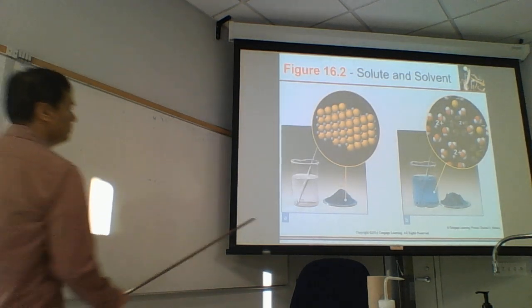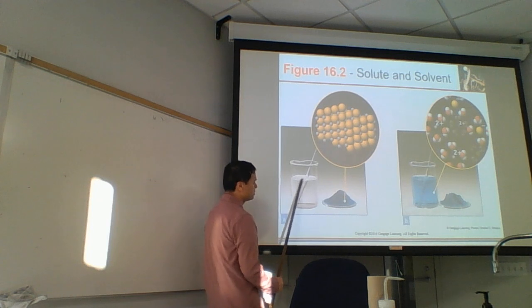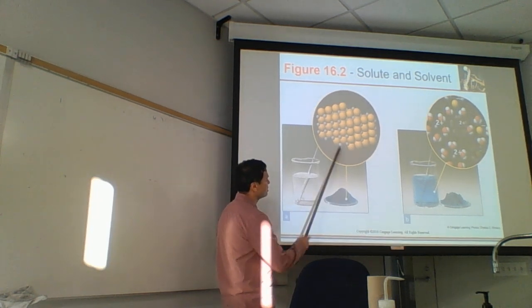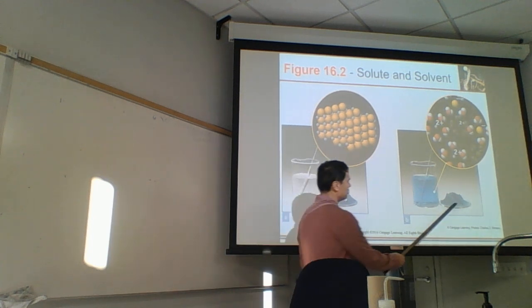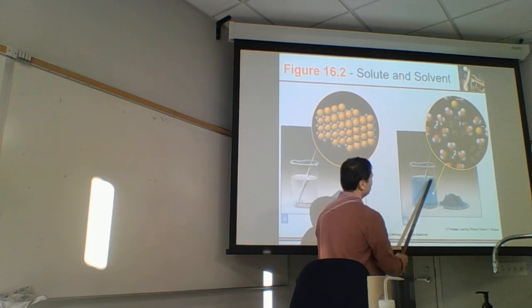So here the major component is water. So this is the solvent. The minor component is copper 2 chloride. And so what they did was they took a scoop of copper 2 chloride and dissolved it in water and formed this solution.